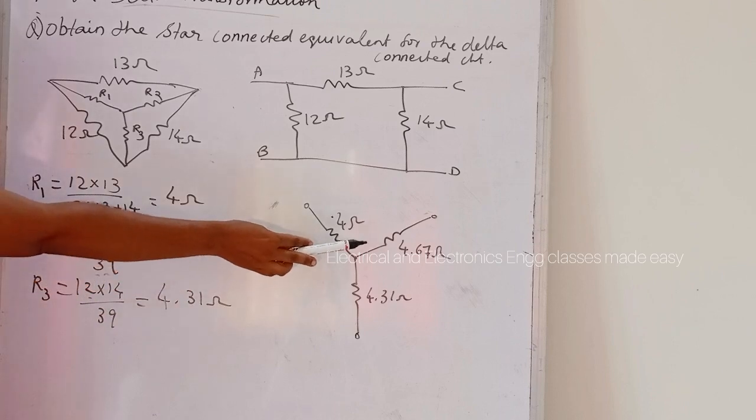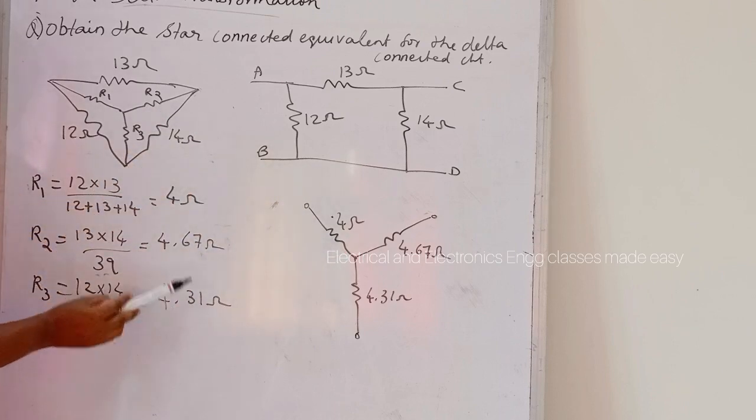So this is 4 ohm, 4.67 ohm, then 4.31 ohms. Let us do another problem.